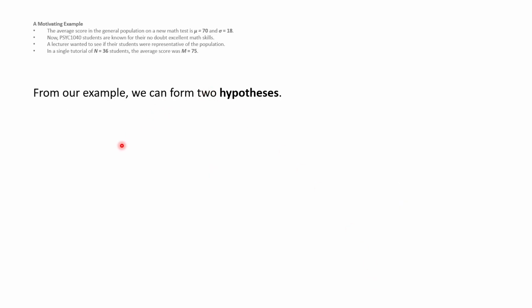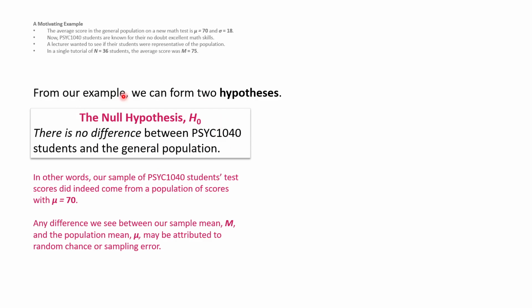So from our example, we can form 2 hypotheses. We have the null hypothesis that there is no difference between PSYC1040 students and the general population. Rephrasing this slightly, it means that our sample of students did indeed come from a population with mu equals 70. Any difference that we see between our sample mean and the population mean may just be random chance or sampling error.